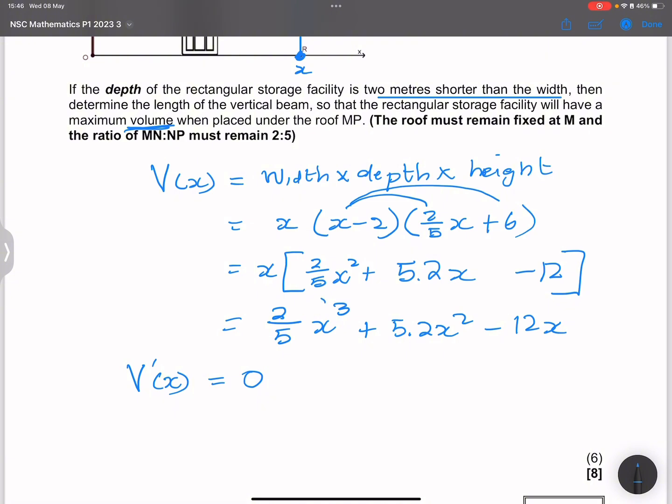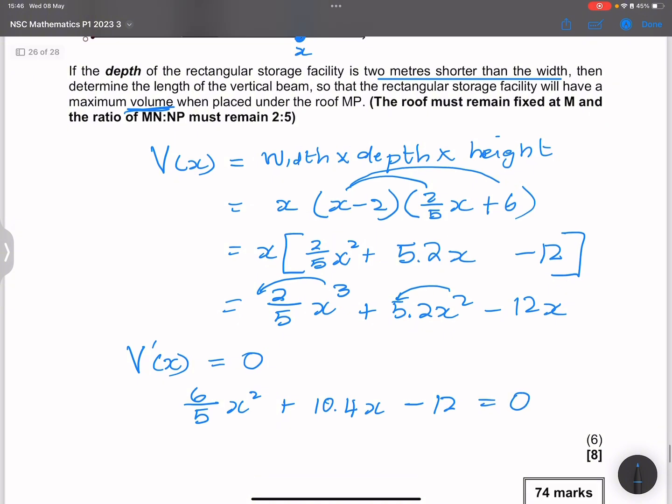So I'm going to multiply that by 3. So that's 3 times 2 over 5. That will be 6 over 5 x squared. So 2 times 3 will give me 6 over 5. This is going to be 2 times 5.2, which will give me 10.4x, minus 12, and this will be equal to 0.